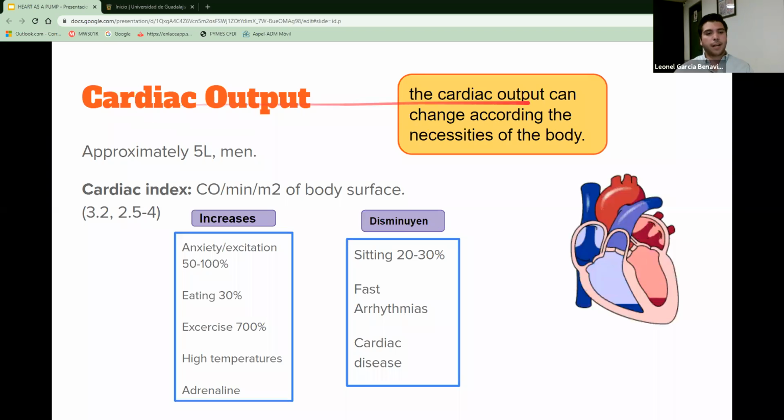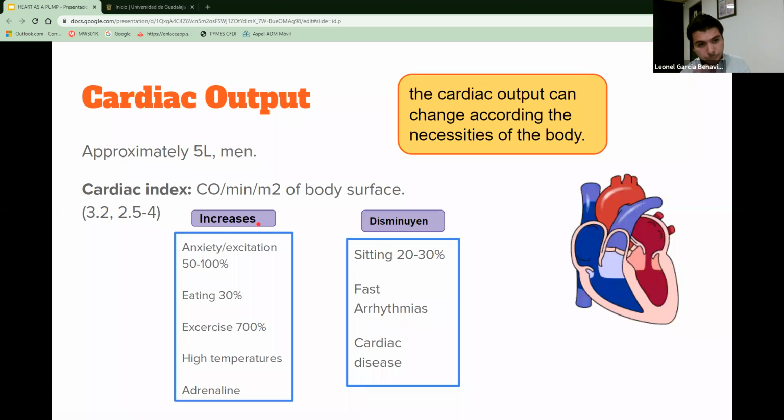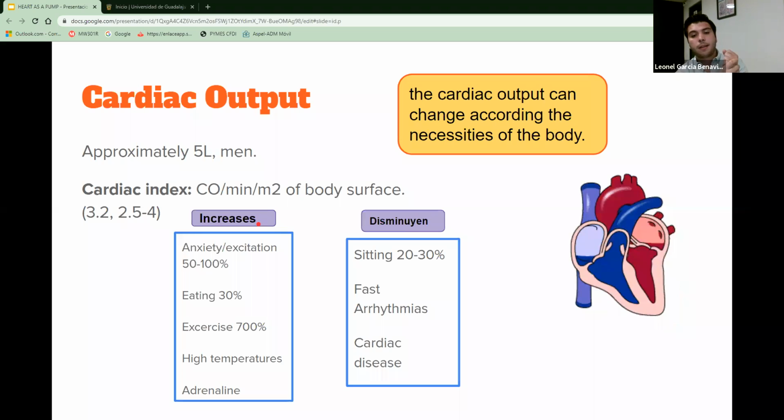So what's going to increase the cardiac output? Anxiety, excitation, eating, exercise, high temperatures, they're going to increase the cardiac output. So that means a higher stroke volume, so more blood is flowing through the body in 1 minute. And what's going to diminish the cardiac output? Sitting down. If you're standing up, your cardiac output is higher. Fast arrhythmias can diminish your cardiac output, and cardiac disease can also change this, okay?